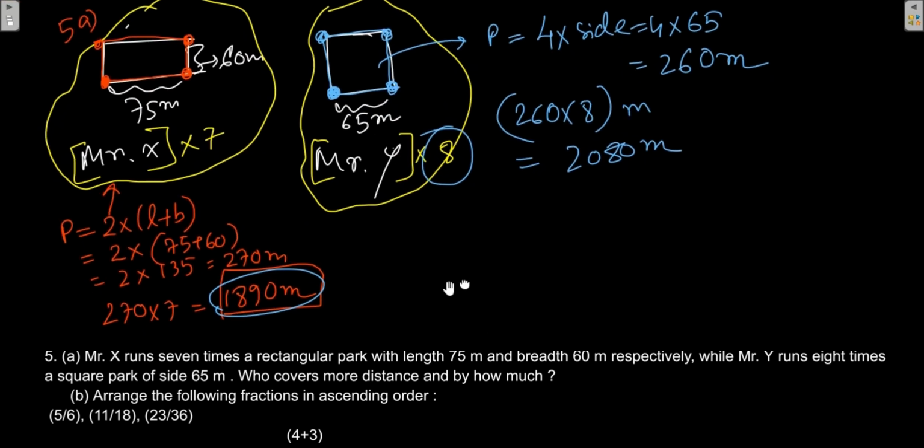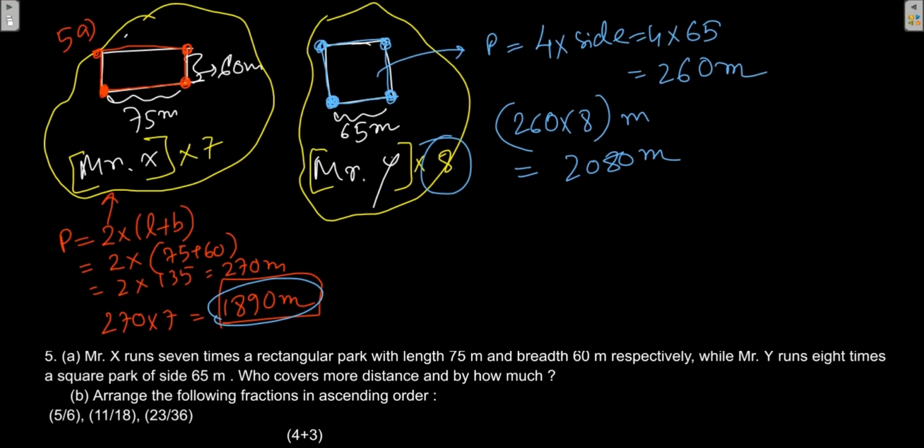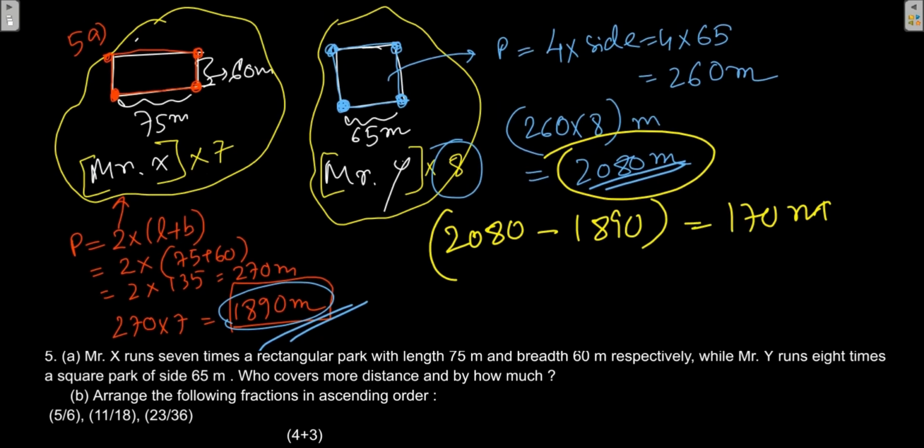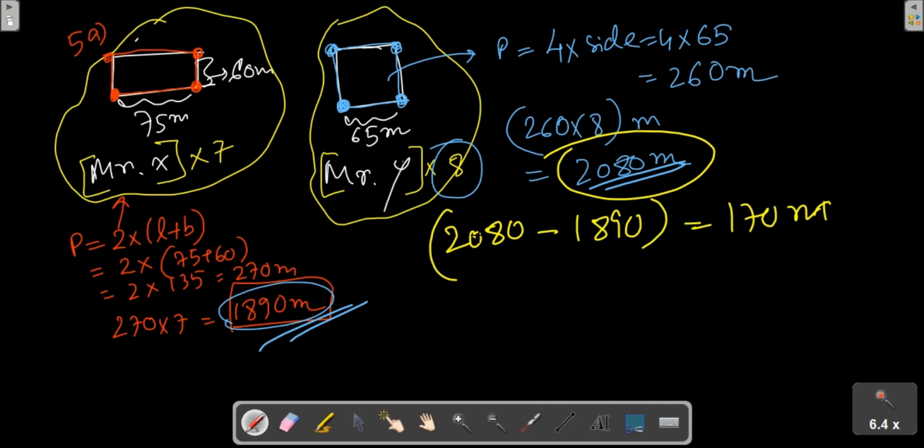So from this observation, we can see that Mr. X is covering 1890 and Mr. Y is covering 2080. So it is very easy to compare that. 2080 is much bigger than this value. So Mr. Y is actually covering more path, but how much more? If you try to find that out, you need to subtract them. If you do this subtraction, you will get 170 meter. So this is the answer. I hope all of you have understood. If there is any problem, please ask me, and don't hesitate to ask me.